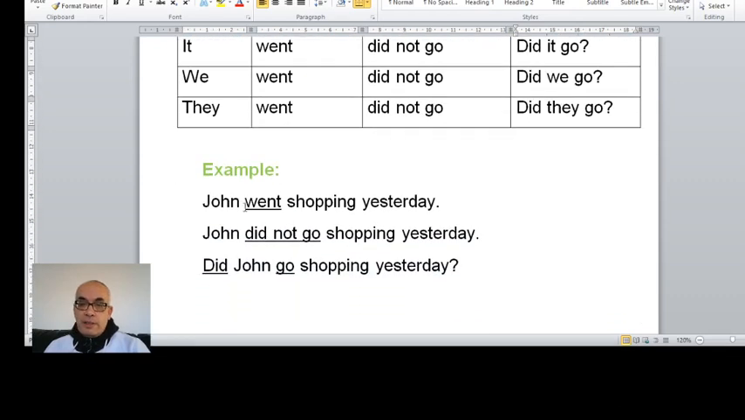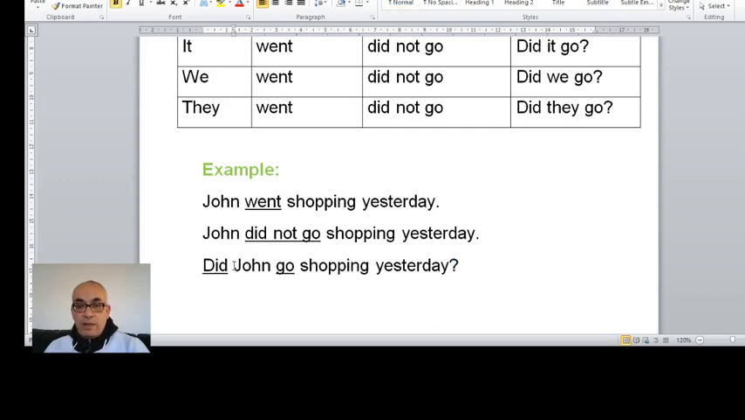Now, if you look at this sentence, this is an example to help you. John went shopping yesterday. Went is past. I want to make it negative. So what do I do? I put did, I put not, and then I put go. So after did, I use infinitive. It is wrong to say John did not went. No. After did, I have to use infinitive. And the same, this is a question. This is the question mark.